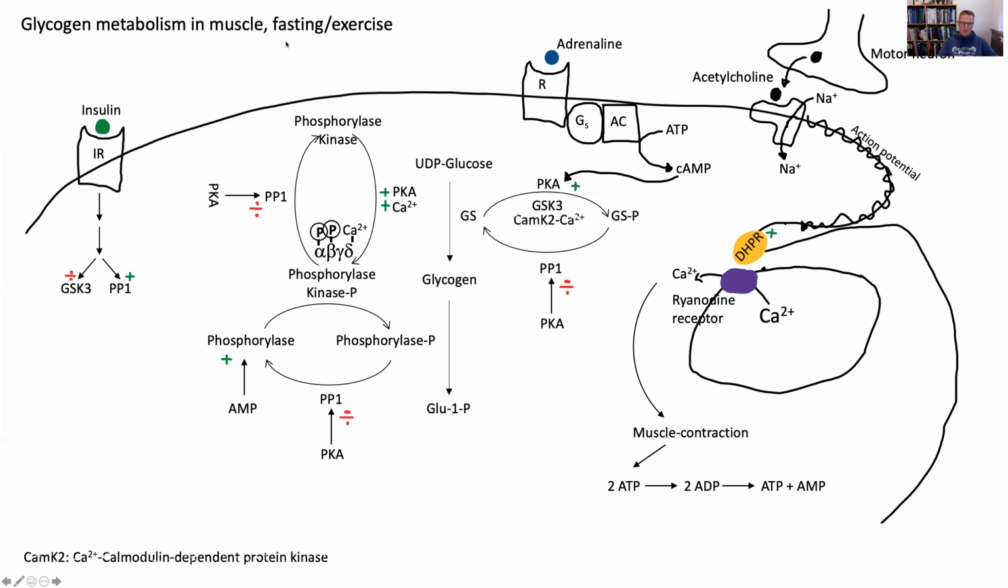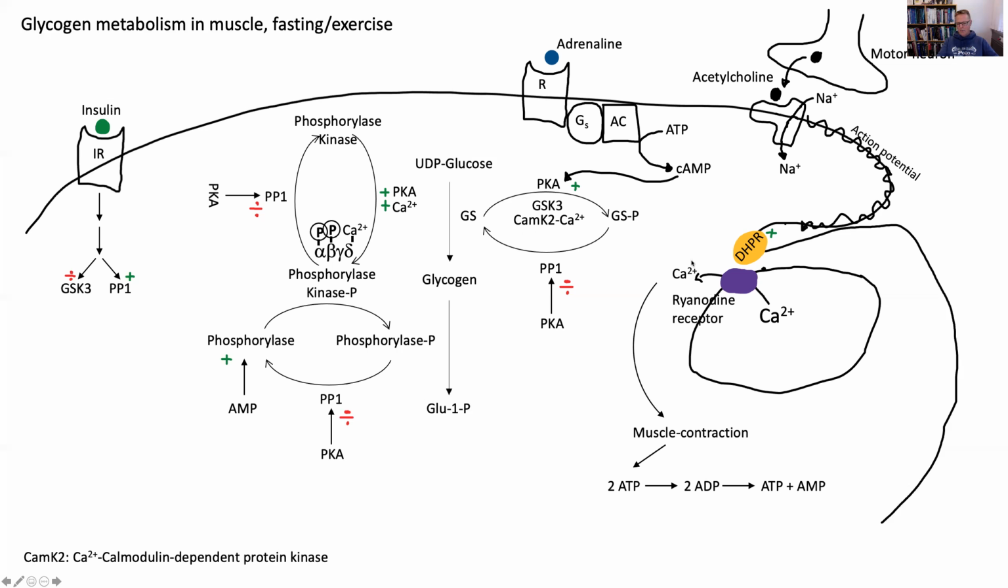So in this case, where we are fasting or exercising, the insulin level will be low, and that will overall result in an active glycogen synthase kinase 3, and thereby we actually will keep the glycogen synthase phosphorylated. And then there's another enzyme called the calmodulin-dependent protein kinase, which is activated by calcium.